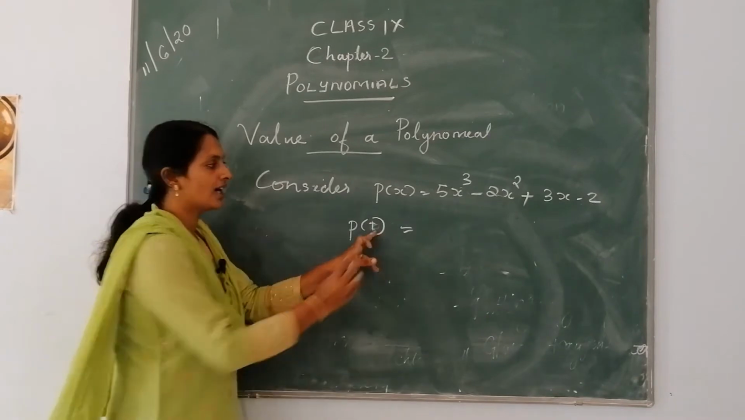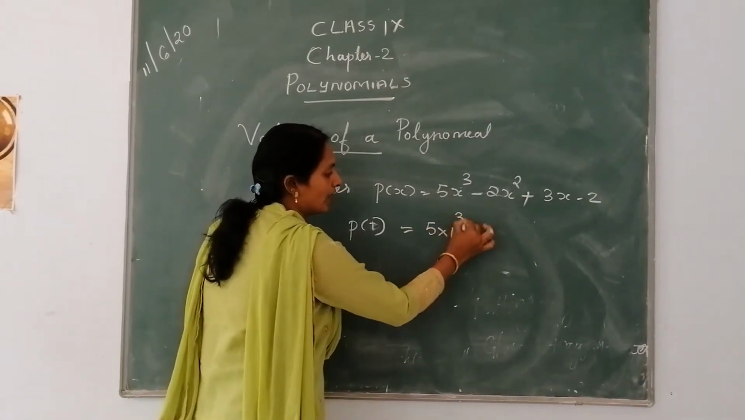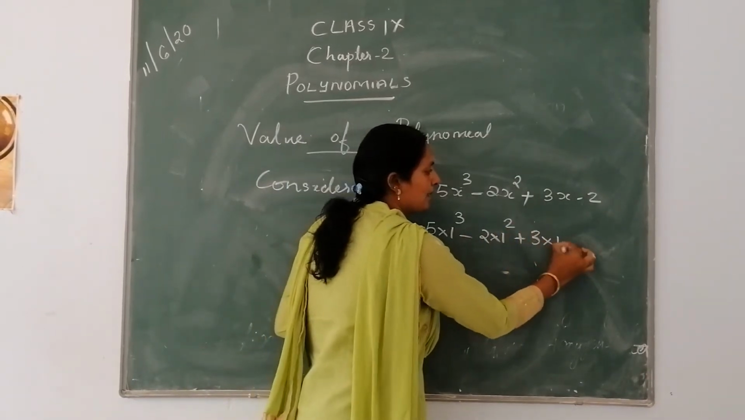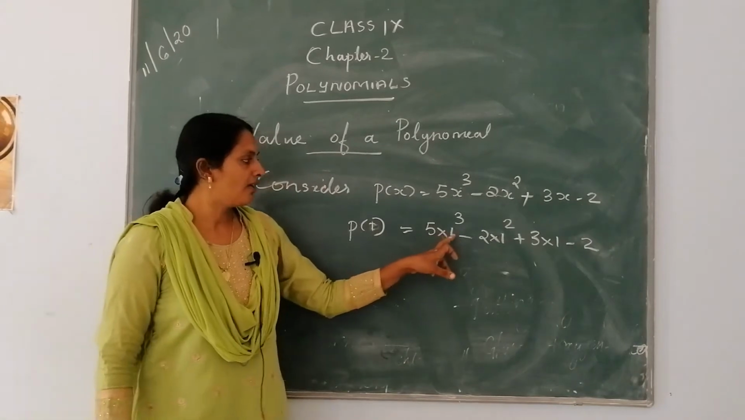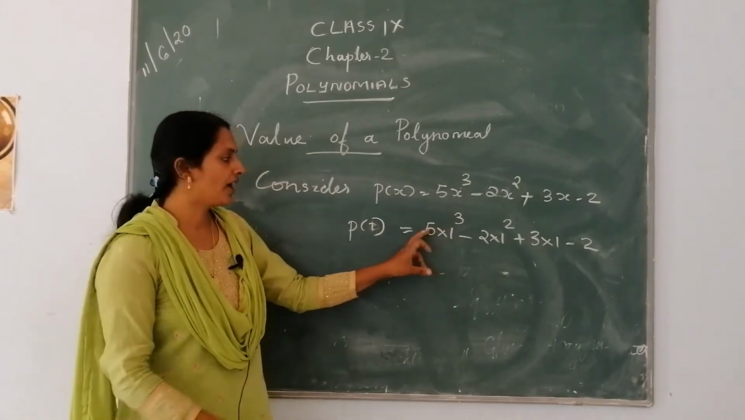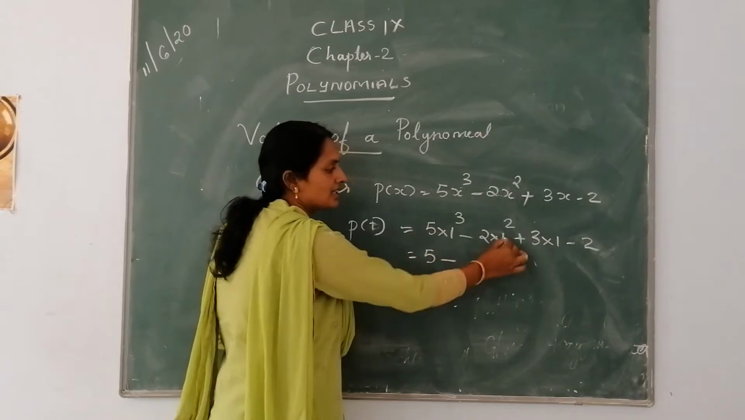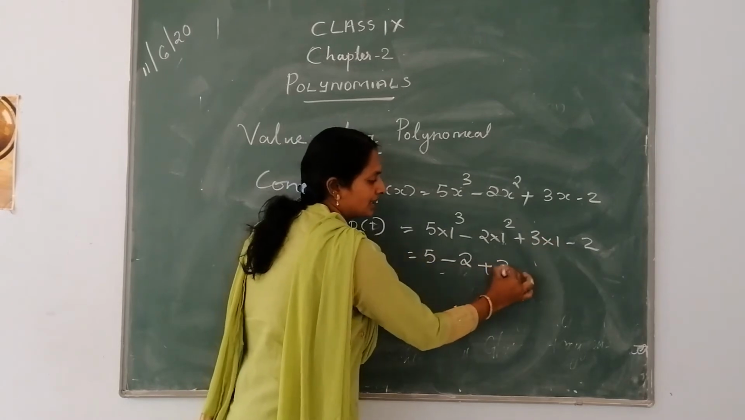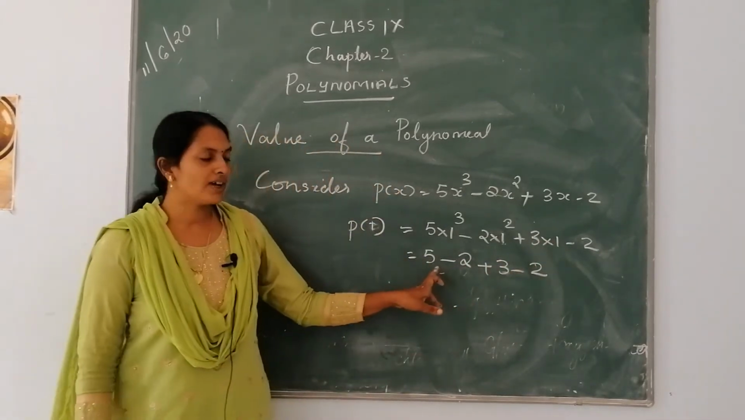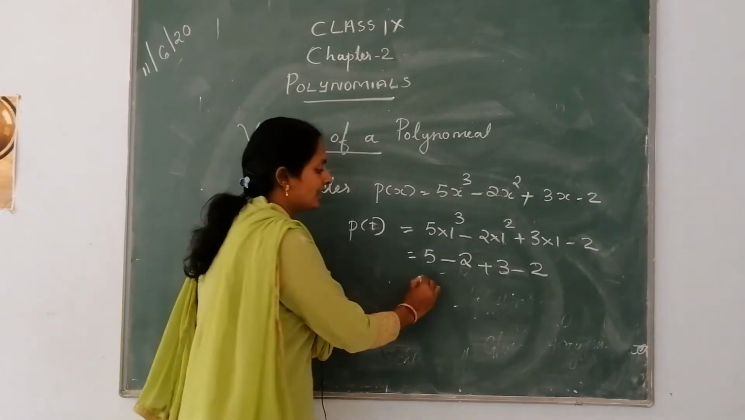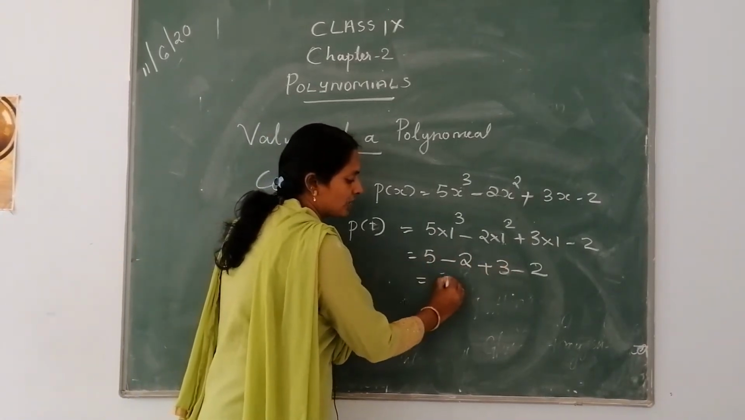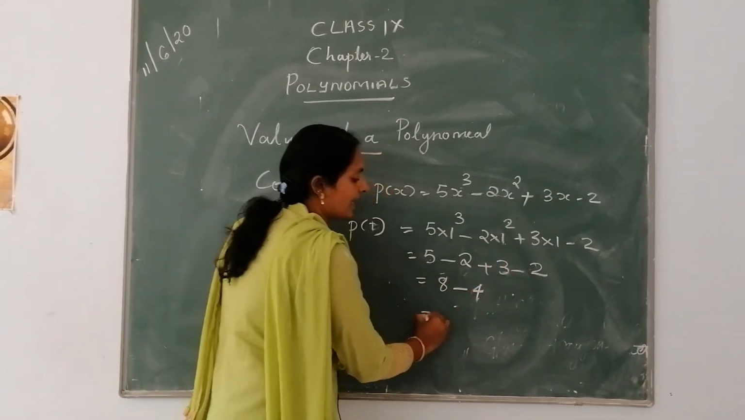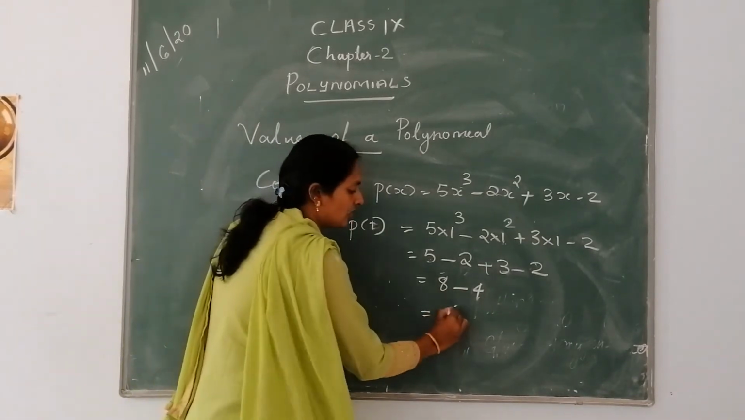We will get P of 1 is equal to 5 into 1 cube minus 2 into 1 square plus 3 into 1 minus 2. Then what is 1 cube? That is 1. Then 5 into 1 is equal to 5, minus 2 into 1 square, that is 2, plus 3 into 1, 3, minus 2. First we add the positive terms: 5 plus 3 is equal to 8, and minus 2 plus minus 2 we will get minus 4. Then 8 minus 4 is equal to 4.